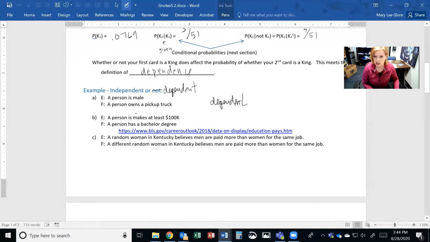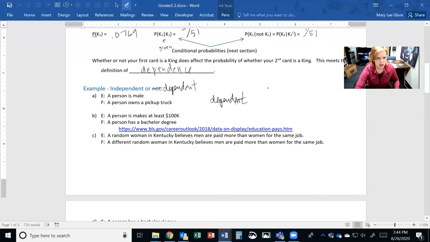Now you might think I'm wrong, but I'm pretty confident. I've been wrong before, once or twice. I'm pretty confident that a larger proportion of males own pickup trucks than females.